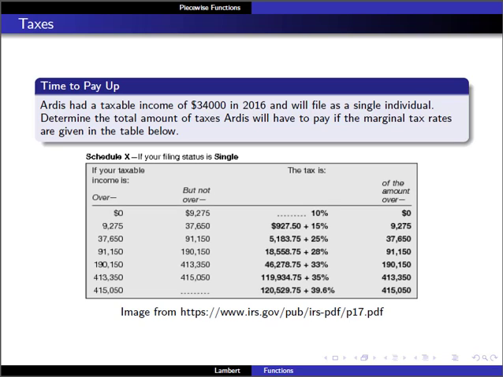tax season. So Artist had a taxable income of $34,000 in 2016 and will file as a single individual. Determine the amount of taxes that Artist is going to have to pay, and we have a table listing the marginal tax rates. And this marginal tax rate table is right off of irs.gov, so this is a real deal situation. So let's take a look as to what's actually happening with this table.